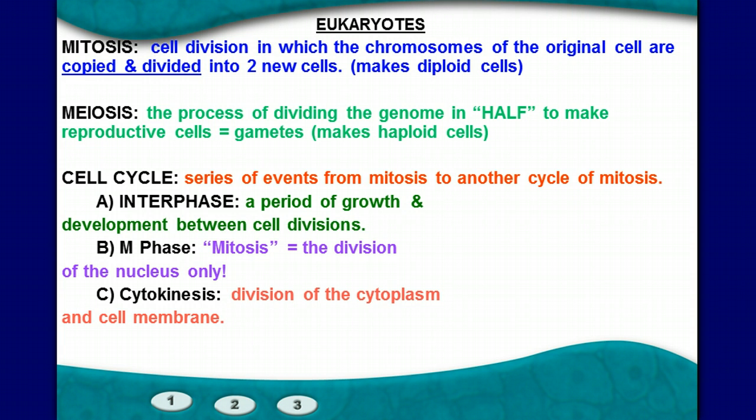The second part of the cell cycle is the M phase, and this is the reproduction phase. M stands for mitosis or meiosis, and that's the division of just the nucleus. So once the nucleus divides, then we've got to get the whole cell to divide. So the third and final stage is what's called cytokinesis. Now that prefix, cyto, refers to a cell, and kinesis is division.